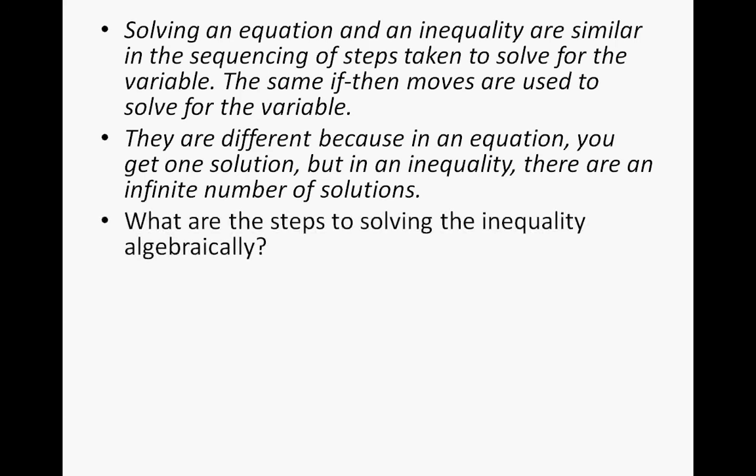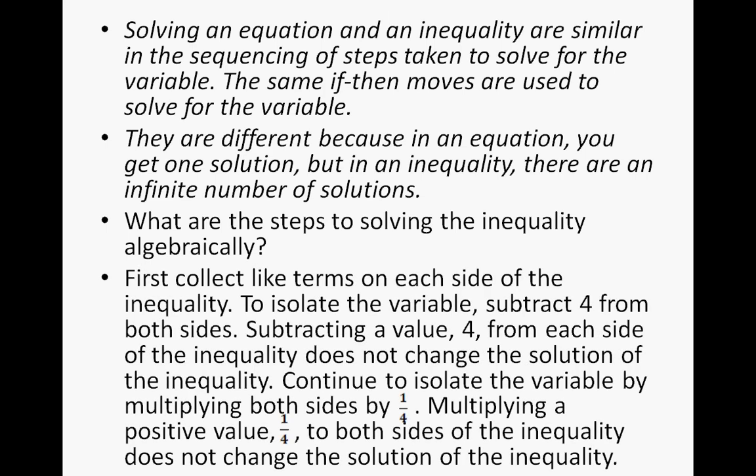So what are the steps to solving the inequality algebraically? Well, again, first we collect like terms on each side of the inequality. To isolate the variable, we subtract 4 from both sides. Subtracting a value 4 from each side of the inequality does not change the solution of the inequality, and that we discovered in previous lessons. Continuing to isolate the variable by multiplying both sides by 1/4, multiplying a positive value 1/4 to both sides of the inequality does not change the solution of the inequality. Remember, what reversed our inequality signs was multiplying or dividing by a negative number.